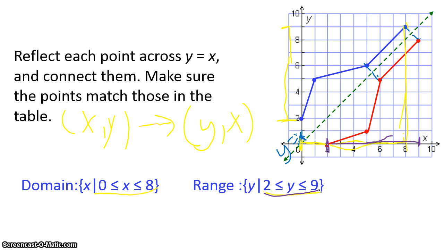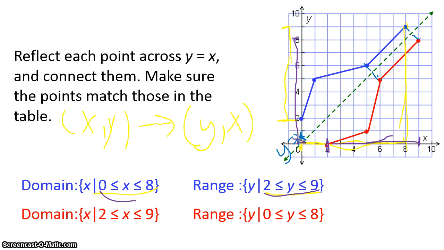Now let's look at the new range of our function, our inverse. And let's see, we start here at 0 and we go up to 8, 0 to 8. Well, does that sound familiar? That was actually our original domain. So did you see what actually happened? Not only did our x and y coordinates switch, but so did the domain and range. Your new domain was actually the original range, and the new range was actually the original domain.